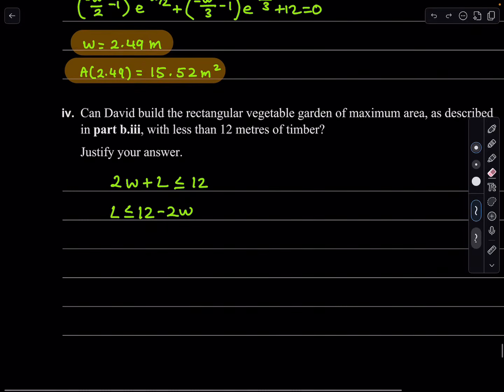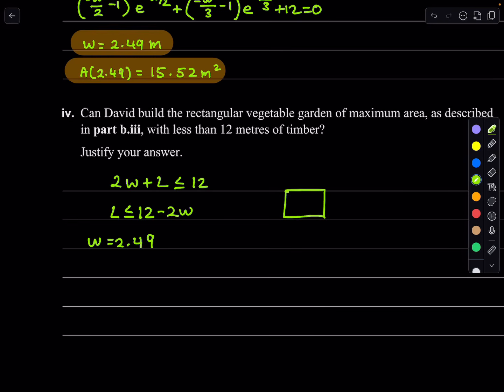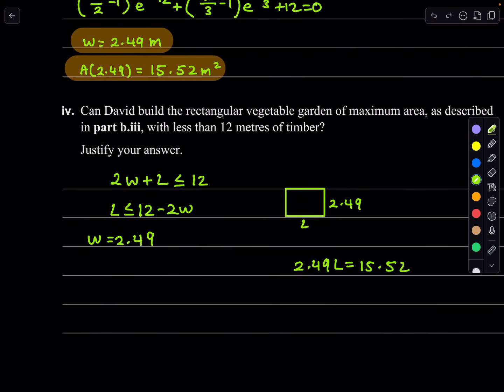So what we know is, of course, the width for maximum area is 2.49. Isn't that correct? So we can say the width is 2.49. But what about the length? How do we know the length? Well, it's easy because it's just a normal rectangle. If I know the width is 2.49, and this is the length, you multiply both of them to get the area, the maximum area, which is 15.52. So you divide this by that, and you get the length. So your length would be equal to what?